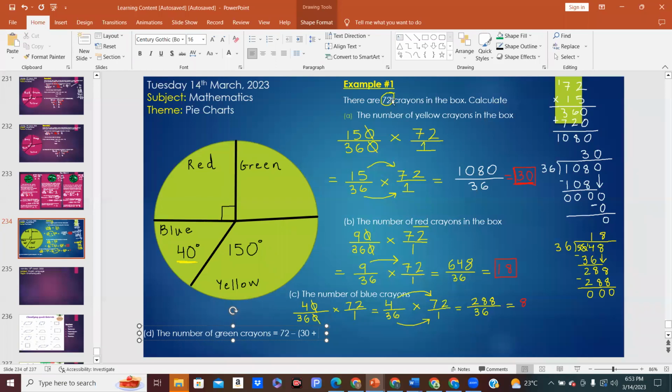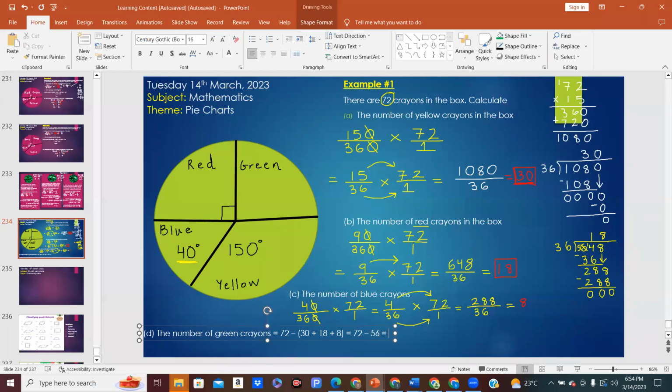How many red crayons do we have? 18. 18, very good. How many blue crayons do we have? 8. 8, good. So we're gonna add all them up and then subtract it from 72. This is gonna be equal to 72 minus what? 30 plus 18 plus 8. 56, very good.